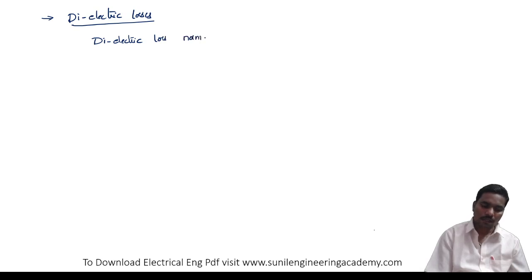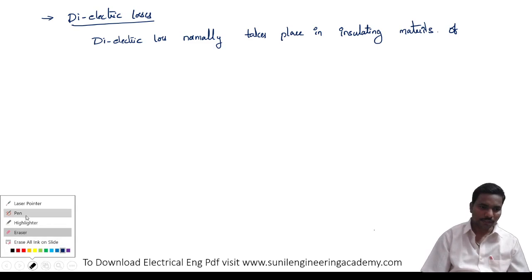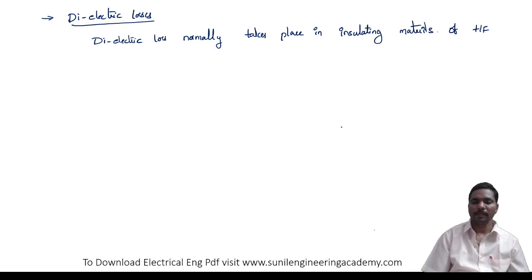Dielectric loss normally takes place in insulating materials of a transformer, such as any solid or liquid insulations. Sometimes this pen tab is not working, so some letters may not be visible.